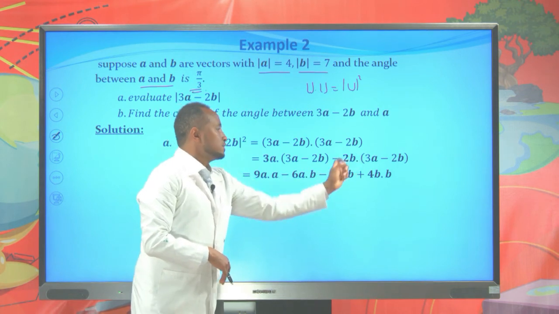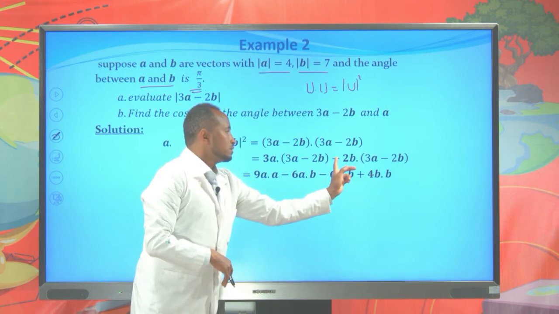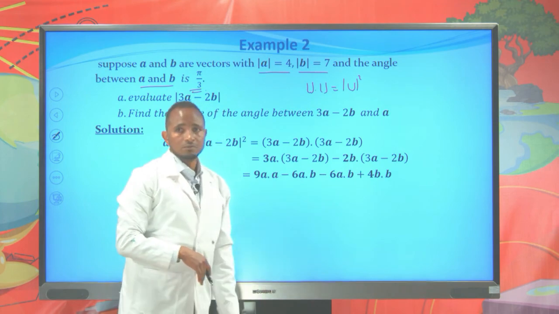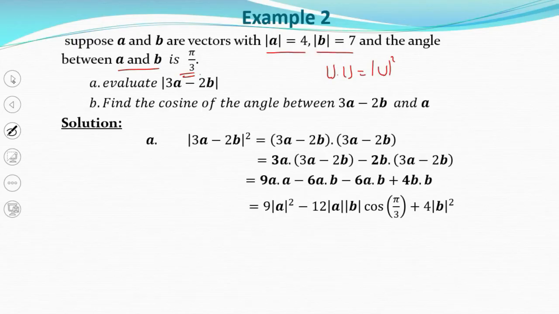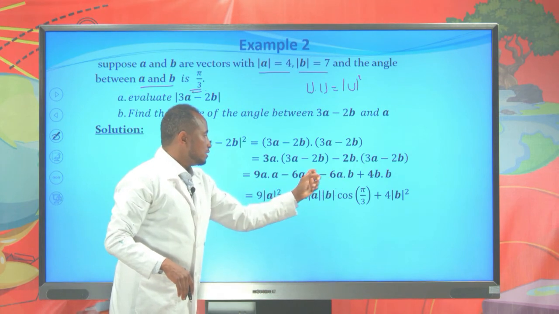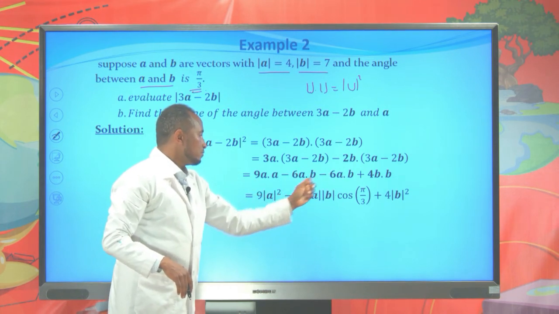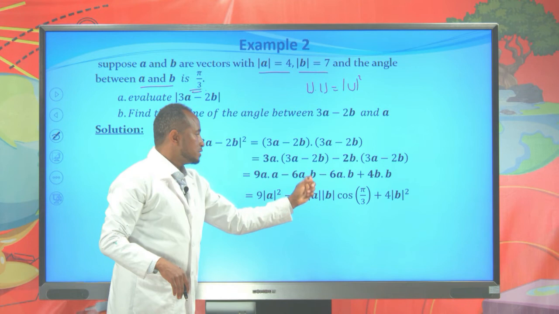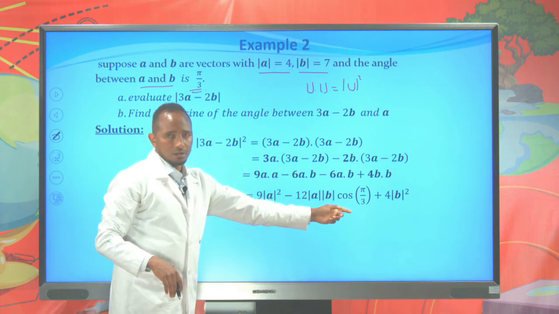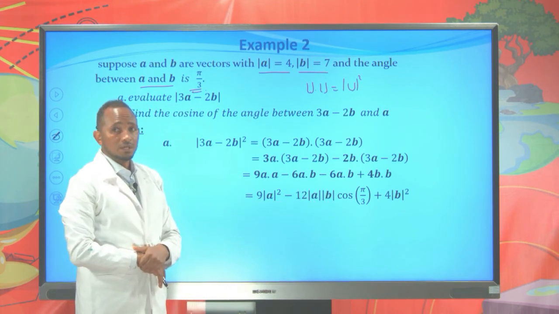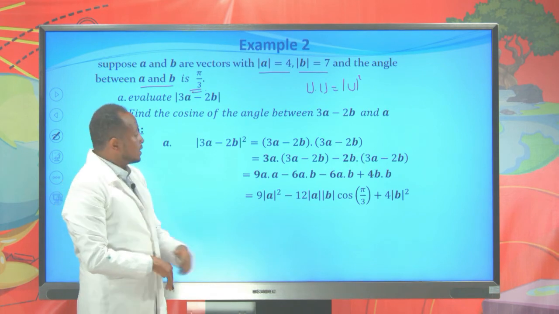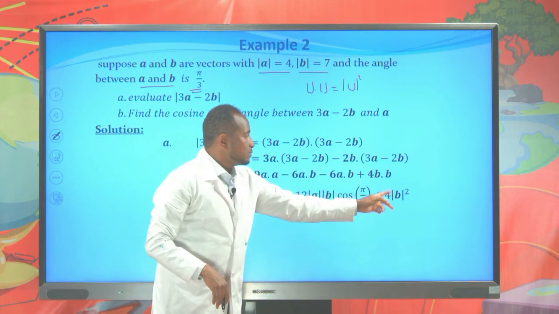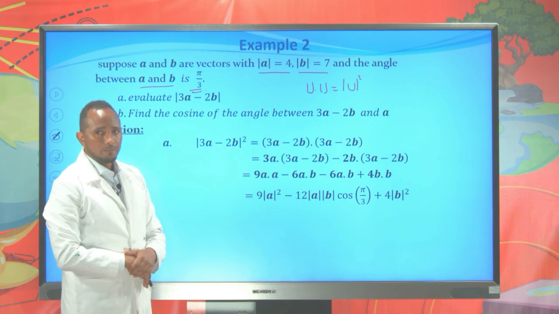Here also it is 6 times a dot b plus the product of the two, 4 times b dot b. So this is equal to 9 times a dot a, which is the magnitude of a squared. We say this one, u dot u, is the magnitude of u squared. These two are identical, so add these two, minus 12. This a dot b means magnitude of a, magnitude of b, cos theta, the cosine of the angle between a and b, which is pi over 3, plus 4 times b dot b, which is the magnitude of b squared.